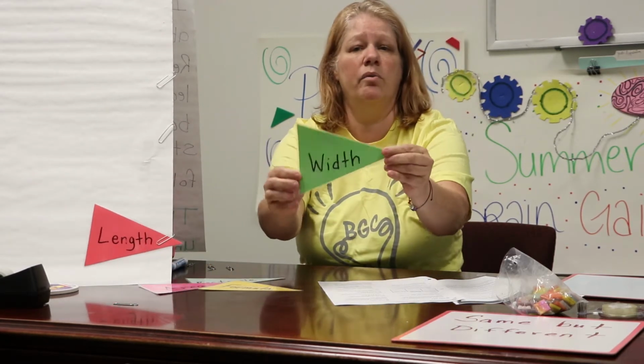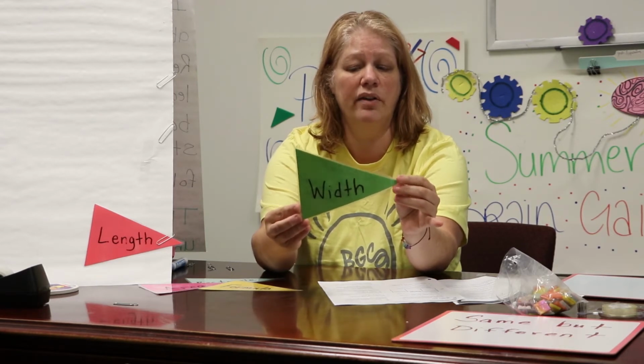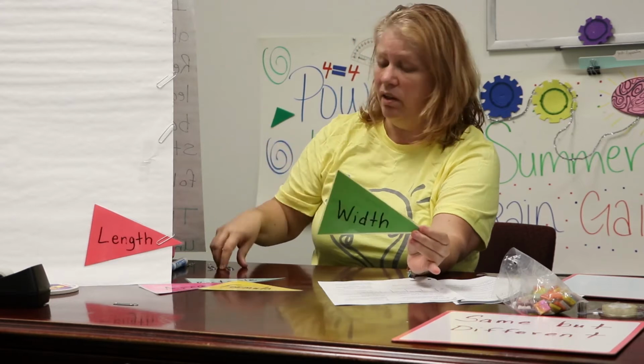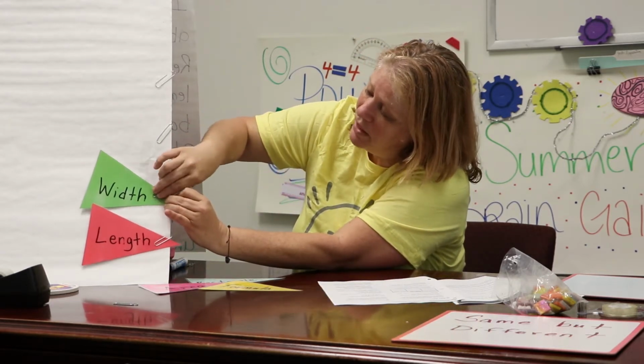Our next vocabulary word is width. Width is the distance from one side of something to the other. To say how wide it is from the left to the right. So that would be how wide something is.